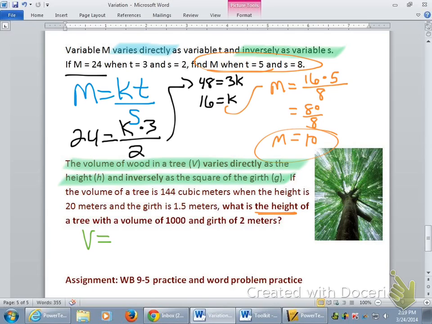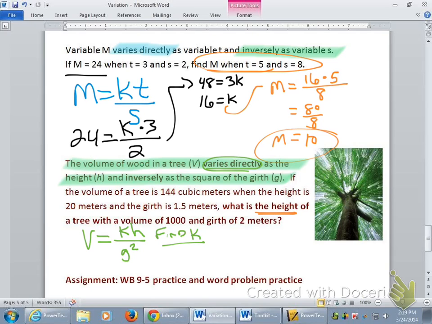Volume equals, it varies directly. As soon as you see varies directly, you know you've got a K somewhere. KH for the height, because it varies directly with the height. And it's over G squared. Why is it G squared? Okay, it does say the square of the girth, so G squared. So this would be almost my formula. It's not my formula until I know K, because K is a constant. So if I can go ahead and find K, then I'll have an actual formula that I could use on any problem. So I do need to go ahead and find K, and that will give me my formula.